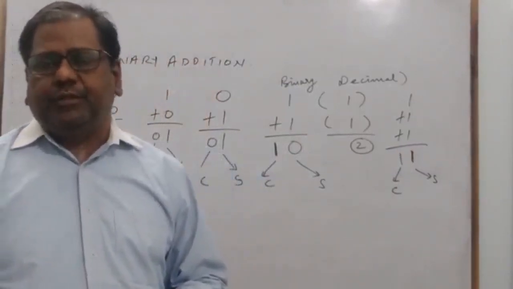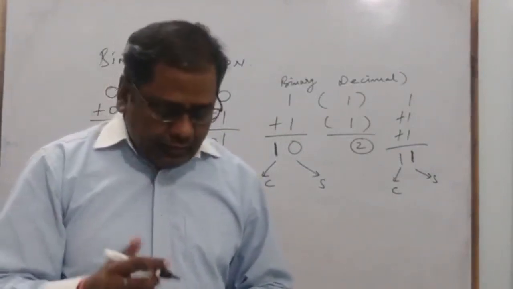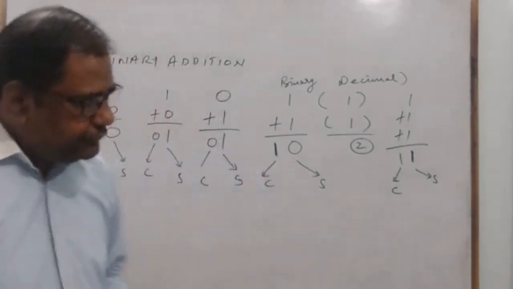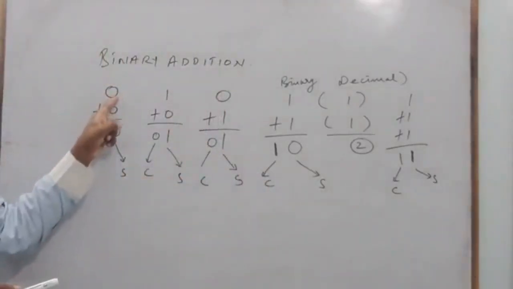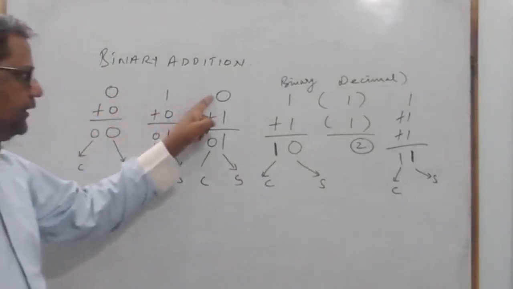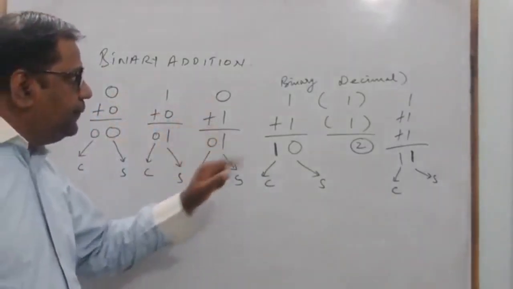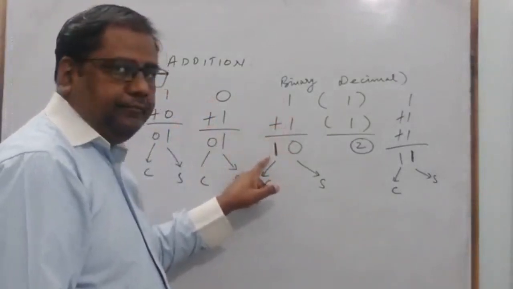These are the rules which you have to remember whenever we are doing the binary addition. Now come up to the question now. First note it down. When you are adding 0 plus 0, the result is 0. When you are adding 1 plus 0, the result is 1. When you are adding 0 plus 1, the result is 1. When you are adding 1 plus 1, the result is 0, carry is 1.